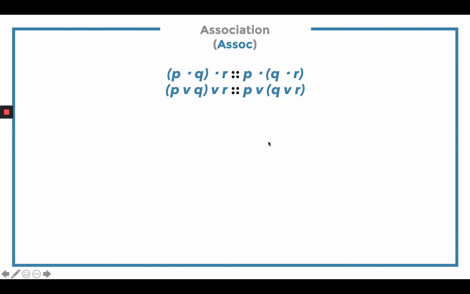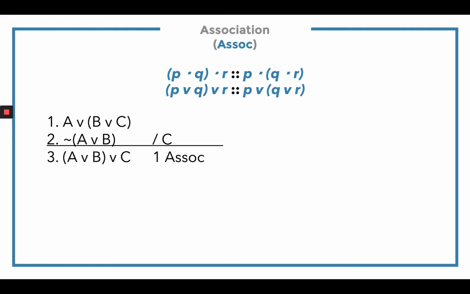Okay, here are the logical equivalents. On this question, I have A or parentheses B or C, and I'm trying to get C. I also know tilde, it's not the case, parentheses, A or B. What am I going to do? If I could get the parentheses around A or B, then I could do a disjunctive syllogism using line 2. And so I'm going to use association to shift where those parentheses go.